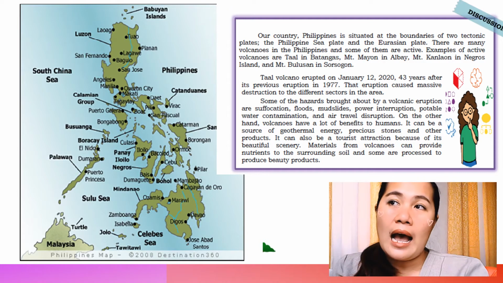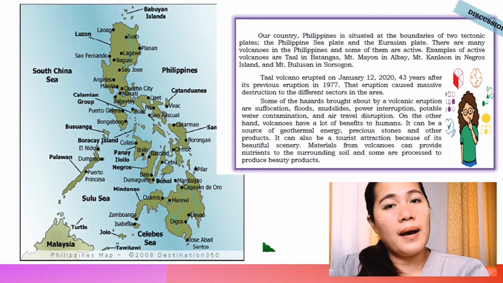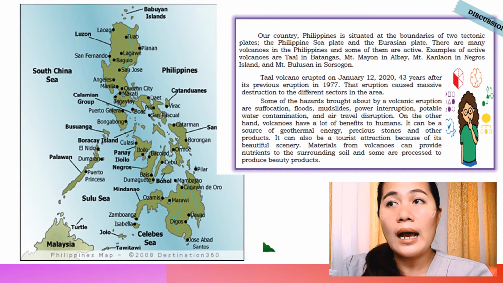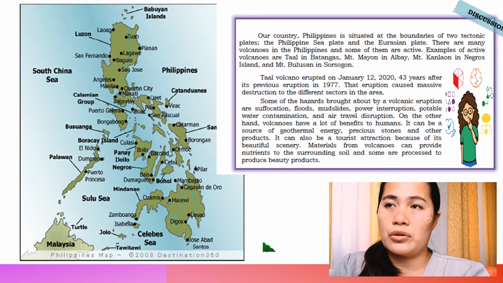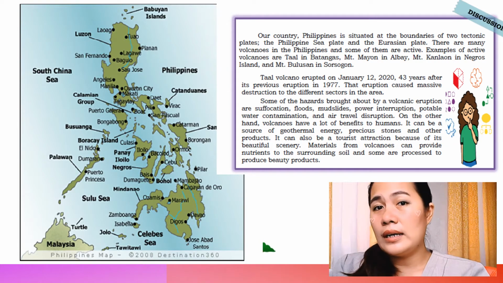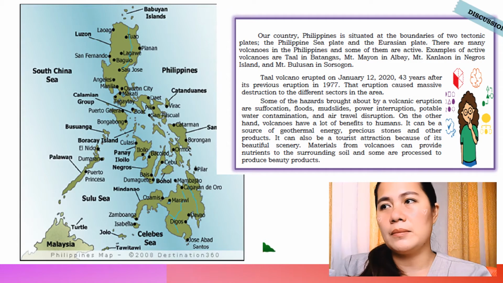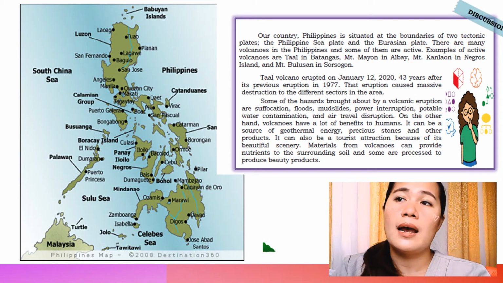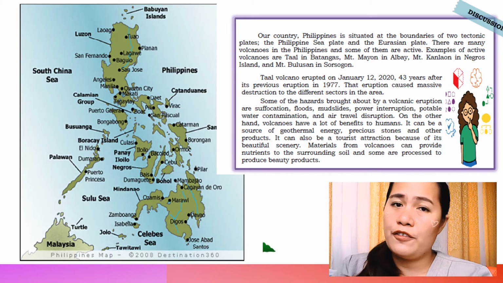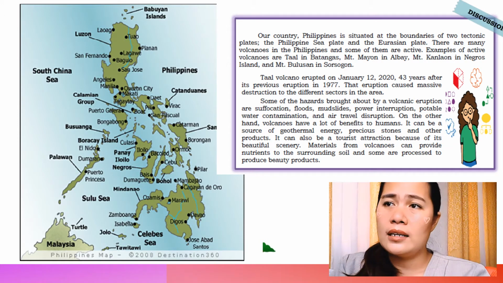Example, Taal in Batangas, Mount Mayon in Albay, Mount Canlaon in Negros Occidental, and Mount Bulusan in Sorsogon. Taal volcano erupted January of this year, 43 years after its previous eruption in the year 1977. This eruption has caused massive destruction to the different sectors in the locality.